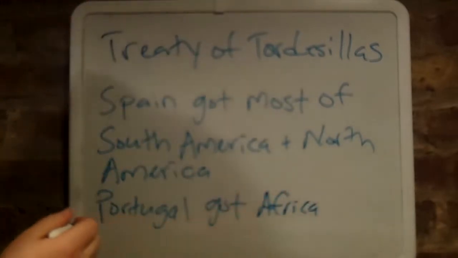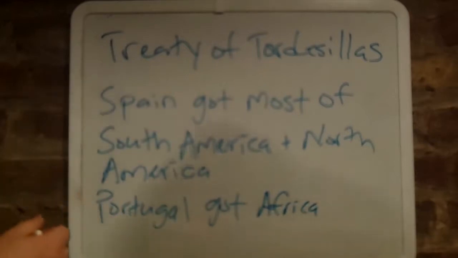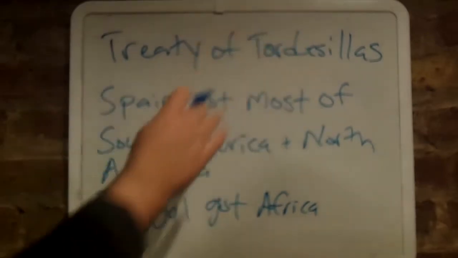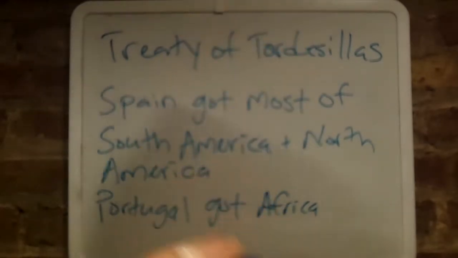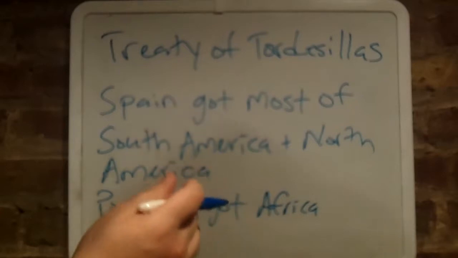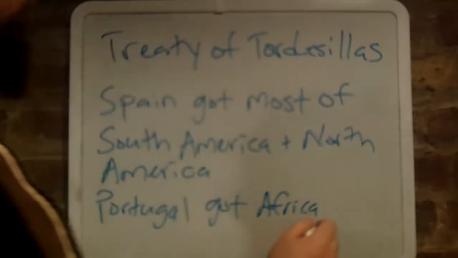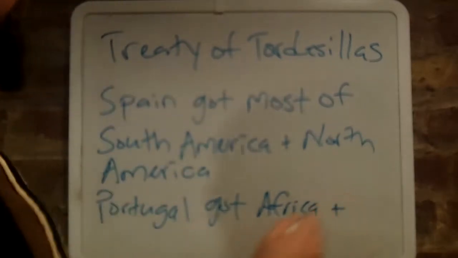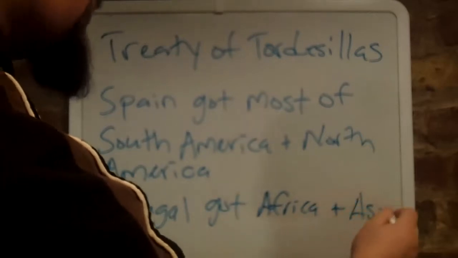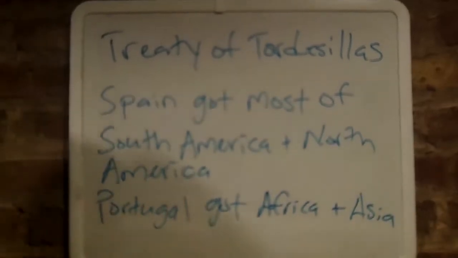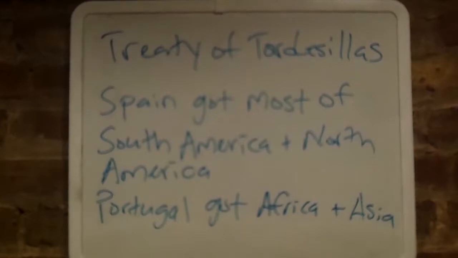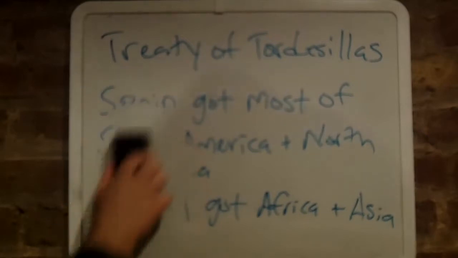Astute viewers will note that Portugal did later gain some control of Brazil, and as I said, this Treaty of Tordesillas was broken and rewritten and amended a number of times over the centuries. But that's the gist of it there. So we have this rivalry between Spain and Portugal. They're exploring. They establish colonies in various places.